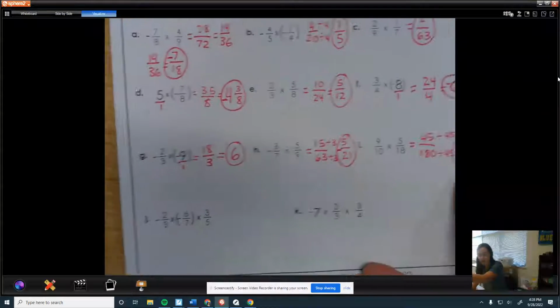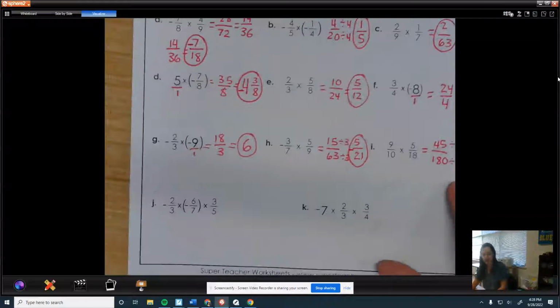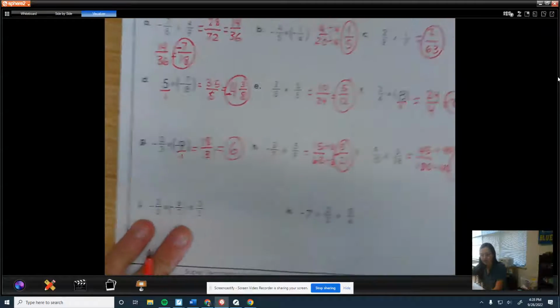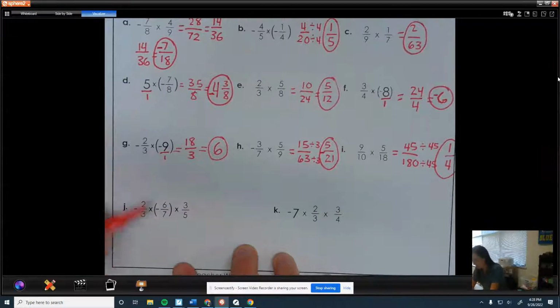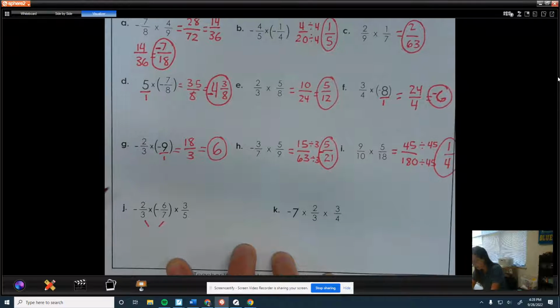All right, down here we've got 3 numbers to multiply. So what I would do is just pick 2 of them to start with. So let's say I pick these 2 negatives. I know a negative times negative is positive, so that's easy. 6 times 2 is 12. 3 times 7 is 21.